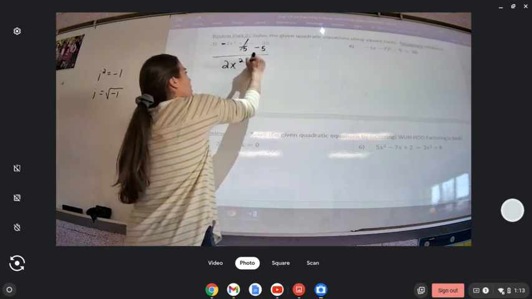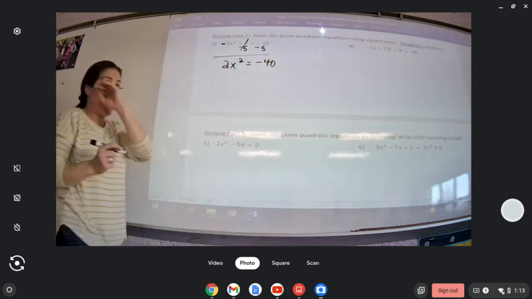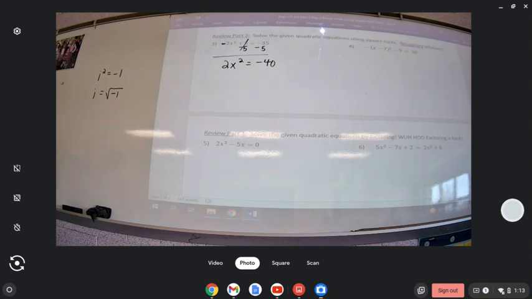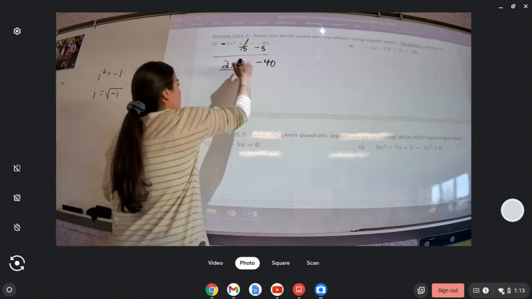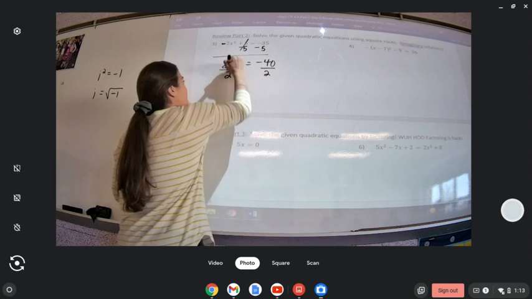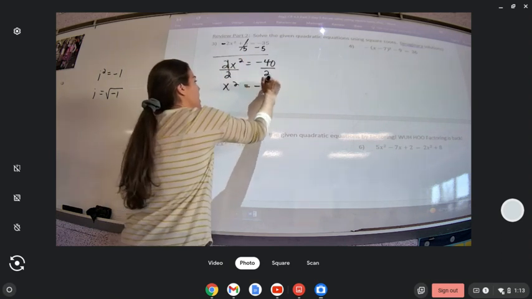2x squared equals -40. Now remember, only x is being squared, so 2 can't stay. You do not want 2 here when you go to square root. You can't take the square root of 2. So how do I get 2 away? Divide it. And now we'll have x squared equals -20.